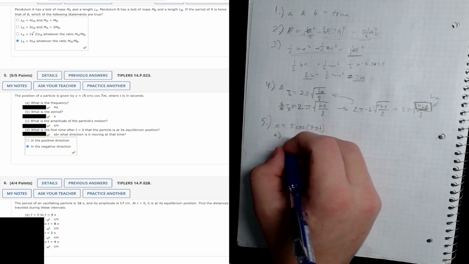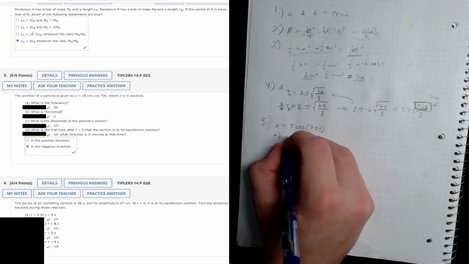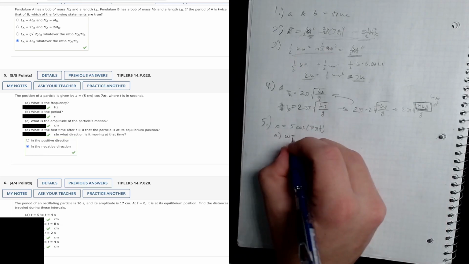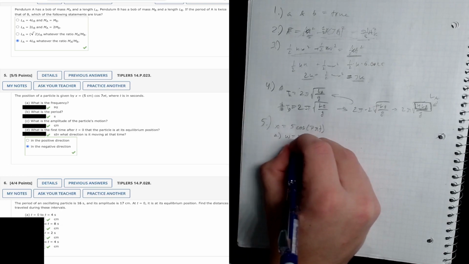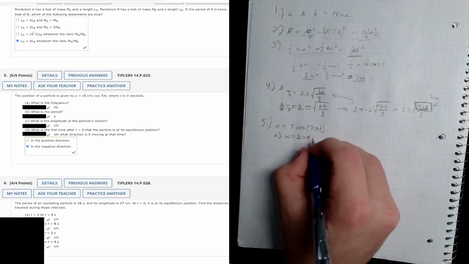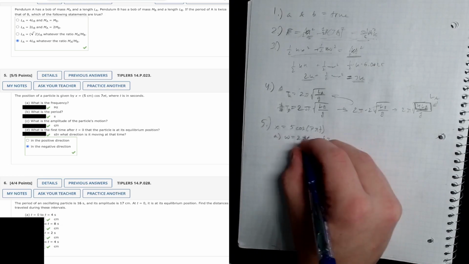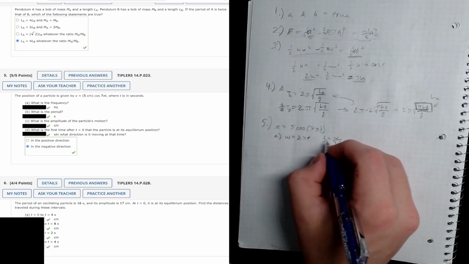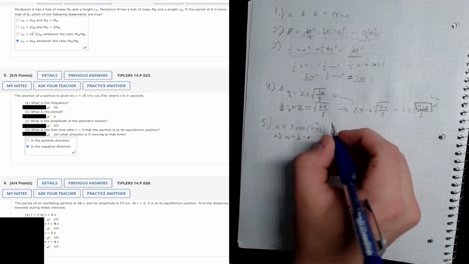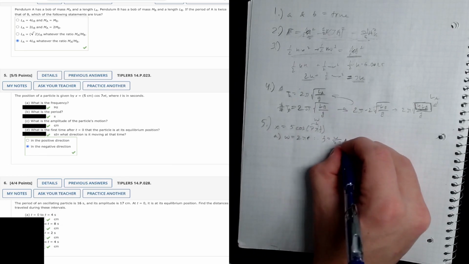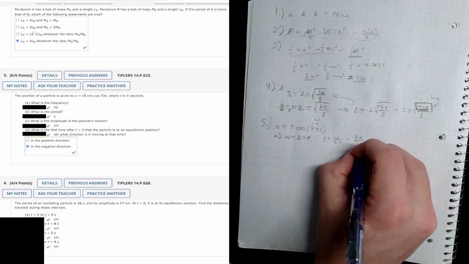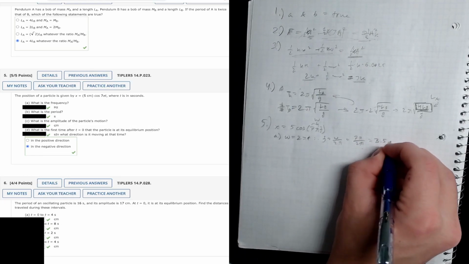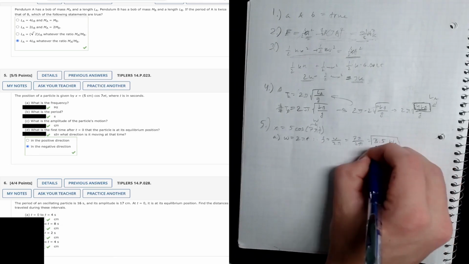Frequency is going to be, since angular frequency is 2 pi times the frequency, frequency equals angular frequency over 2 pi. Angular frequency in this case is going to be the 7 pi part, so this is going to be 7 pi over 2 pi, which equals 3.5 hertz, guys. That's going to be our frequency over here.